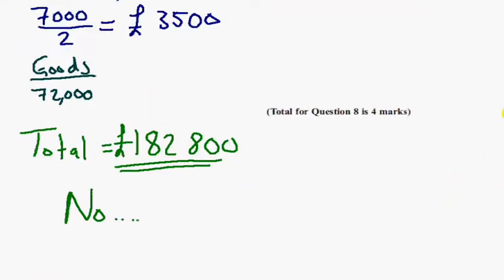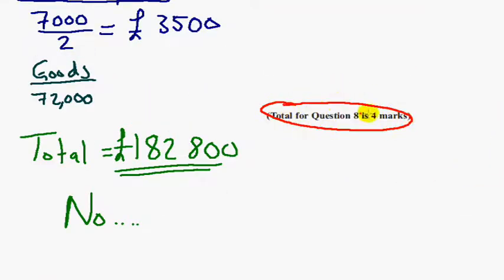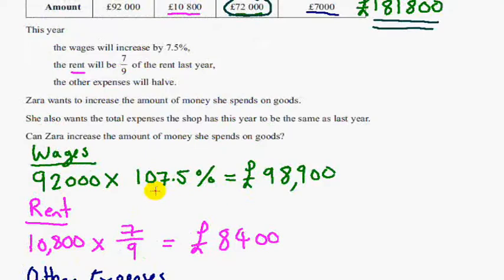So, question 8 is worth 4 marks, and the first mark for an attempt to find 7.5% of 92,000, or an increase of 7.5%, which is here. The second mark is for an attempt to find a fraction of the amount of 10,800. The third mark is for successfully increasing 92,000 by 7.5% and successfully finding 7/9 of 10,800, which we have here and here.